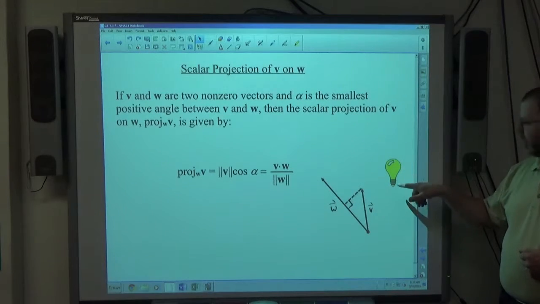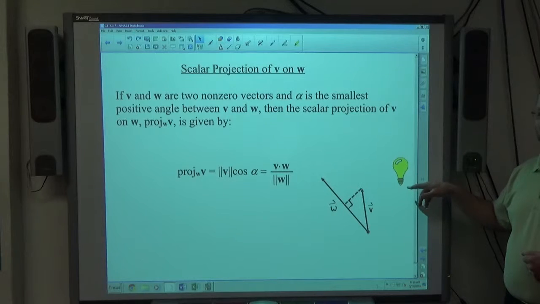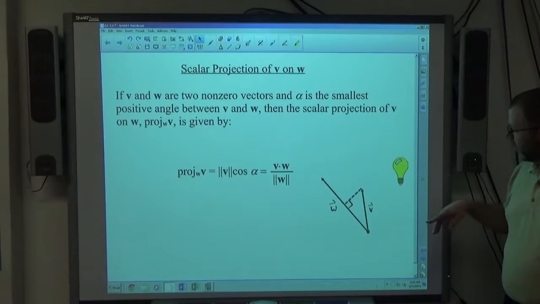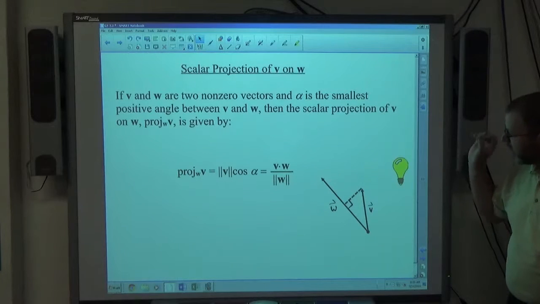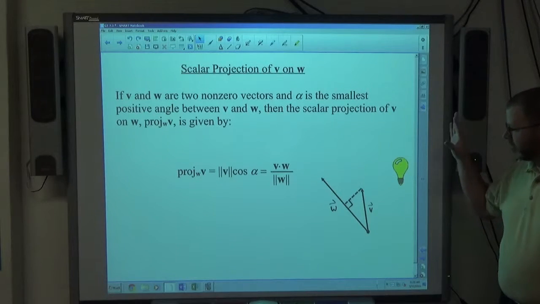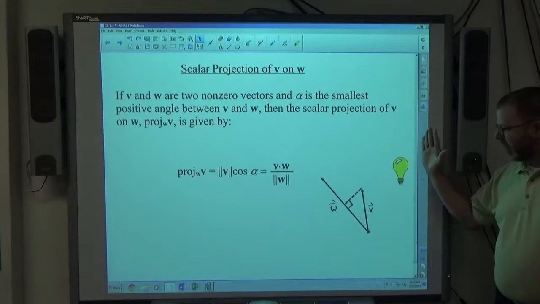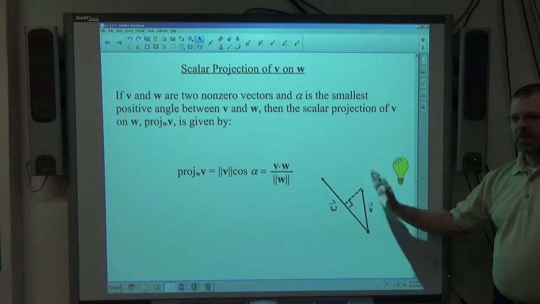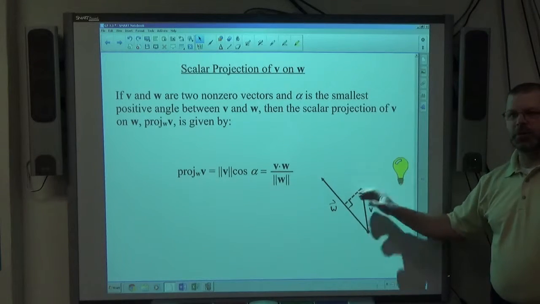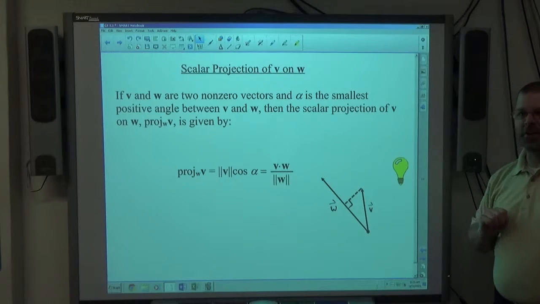Imagine you got a light source over here. I couldn't find a flashlight, so I had to use a light bulb. And it's apparently a self-lighting light bulb. It doesn't have to be screwed into the wall to work. But anyway, you got the light source here that's shining, and it's going to create a shadow, basically, of V onto W, that it's projecting V's vector onto W.